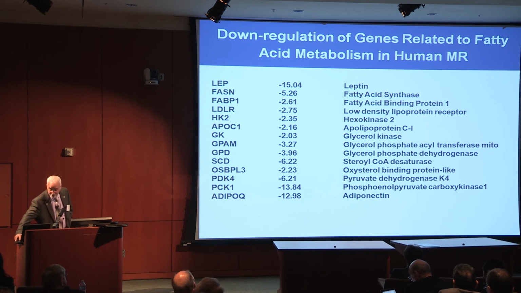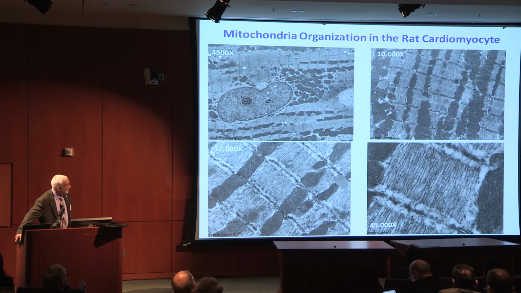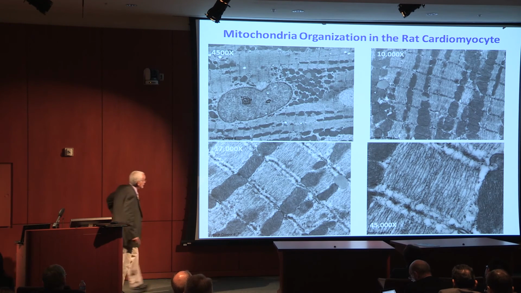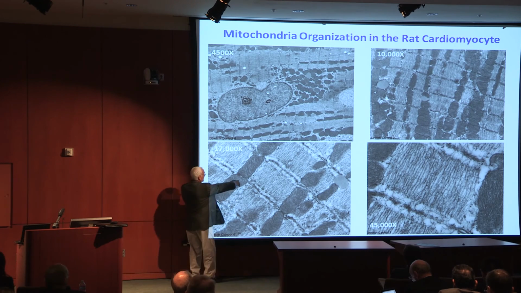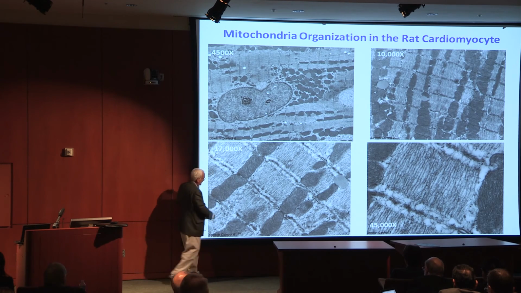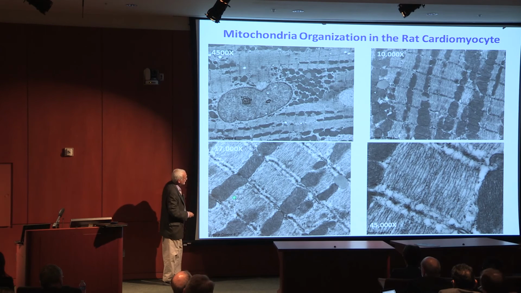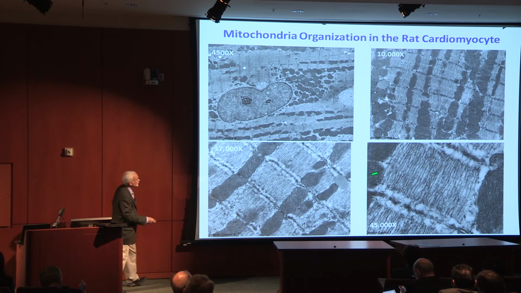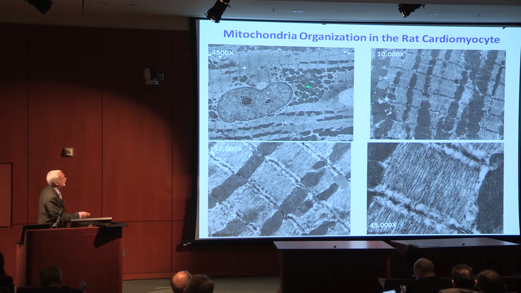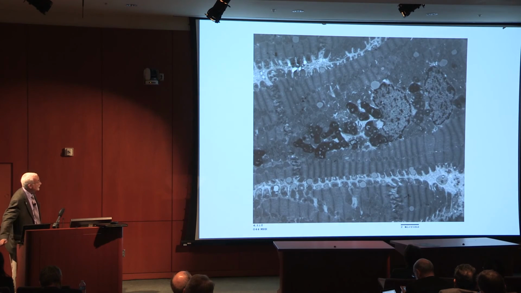We saw the same thing in the rat heart, and this is a normal transmission electron micrograph. Nice mitochondria, sausage shape, very close to the myofibrils. Nice Z-line here, okay? Nice I-band. You notice it there. There's perinuclear mitochondria, but this is what we see in the human.